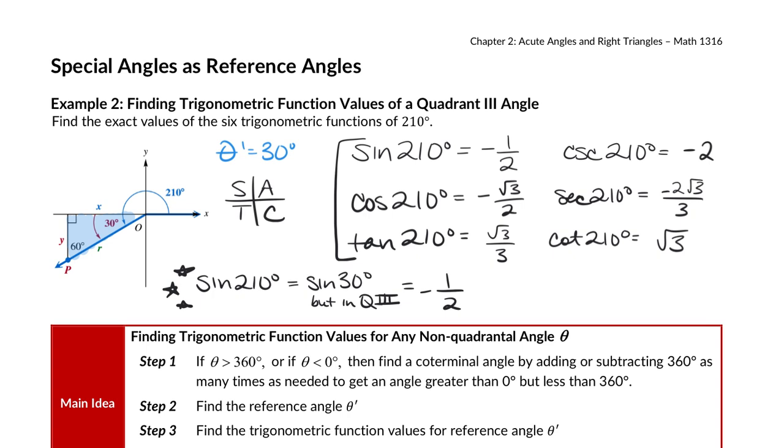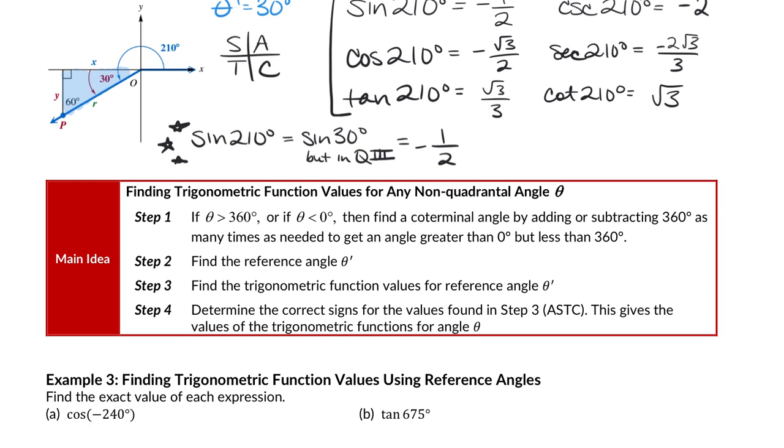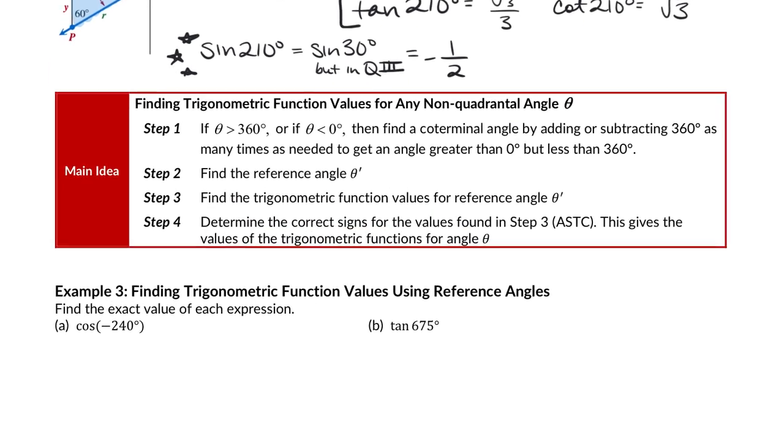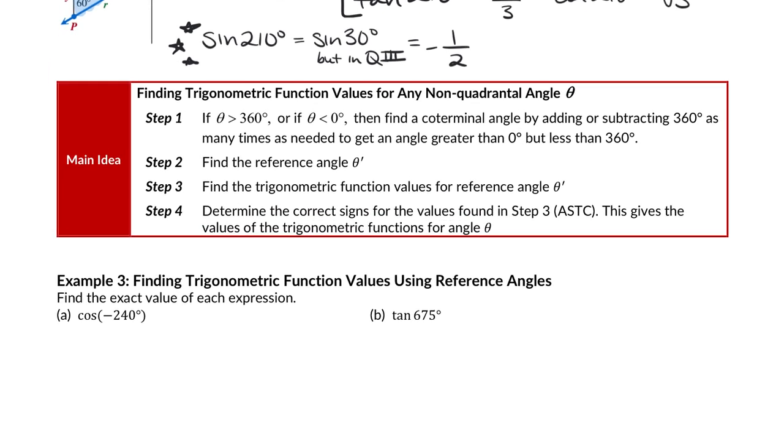So again, once we know the reference angle, it will be an angle in quadrant 1 because it's always going to be an acute angle. And so we can do trig outside of quadrant 1. These steps that we just did are exactly what's summarized in the main idea box right here in case you forgot what we did. But we're going to go ahead and jump to example 3.